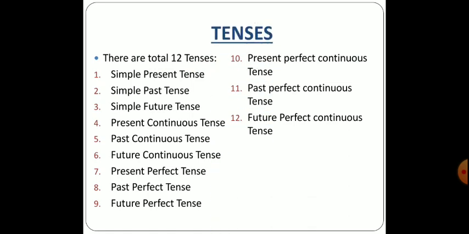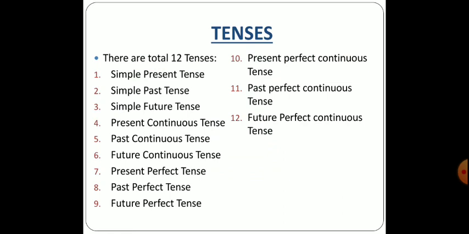So here you can see tenses. Now total there are 12 tenses. We have learned these tenses also in our previous video of active and passive voice. But for active and passive we only use 8. But over here in total we have 12 tenses. So we have the first one, that is simple present tense. Then we have simple past tense. The third one is simple future tense.